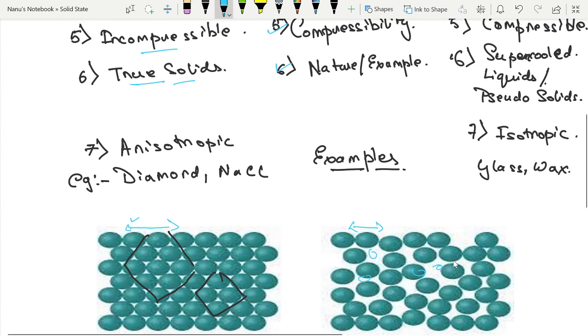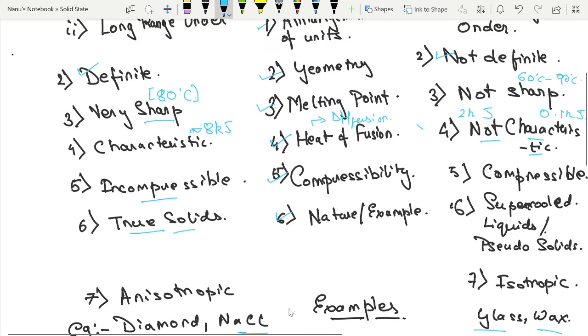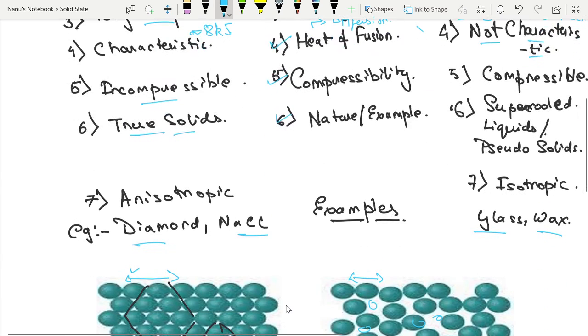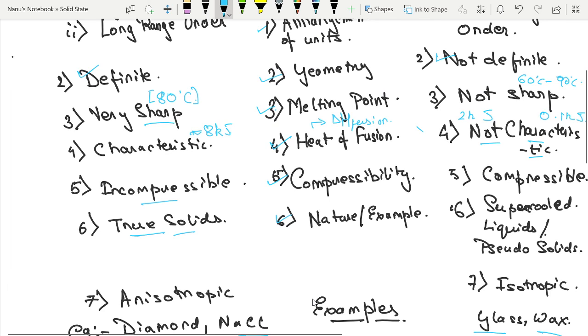Some examples of crystalline are diamond and NaCl, and examples of amorphous are glass and wax. You can just think and imagine how these points are related. If you think of diamond, it has a regular pattern, it is very sharp, it's characteristic. So if you understand the points and can think about it, then you can easily say what the properties are.